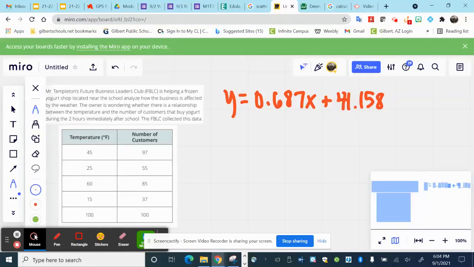Okay, now we have to talk about the actual equation itself. What does this equation mean? So just like any linear function, this x is the input and the y is the output. And if you go back to our initial problem over here, we have x is our temperature and y was our number of customers. So this x represents the temperature in degrees, and the y represents the number of customers.